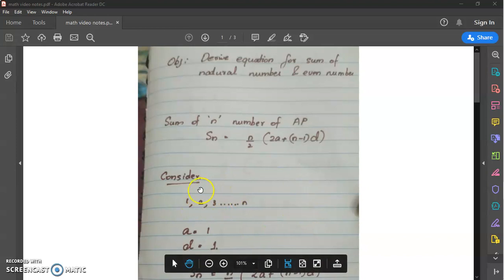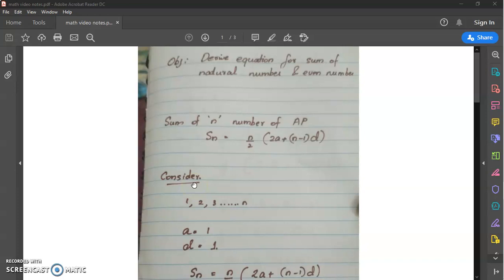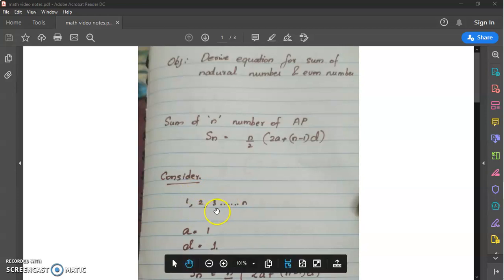Do you think this is an arithmetic progression? I mean, the answer is too obvious. It is an arithmetic progression. 2 minus 1 is 1. 3 minus 2 is 1. Then 4 comes, 4 minus 3 is 1. So, the common difference here is 1.